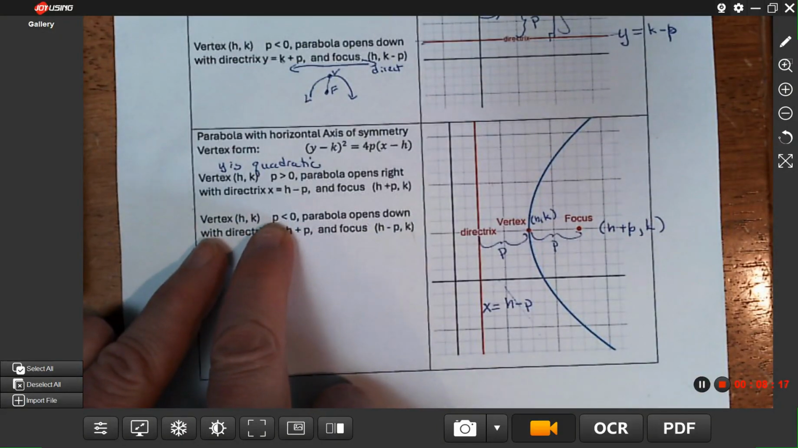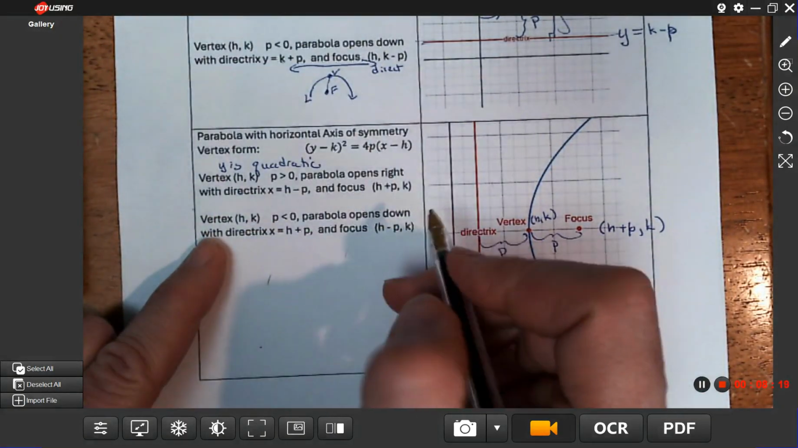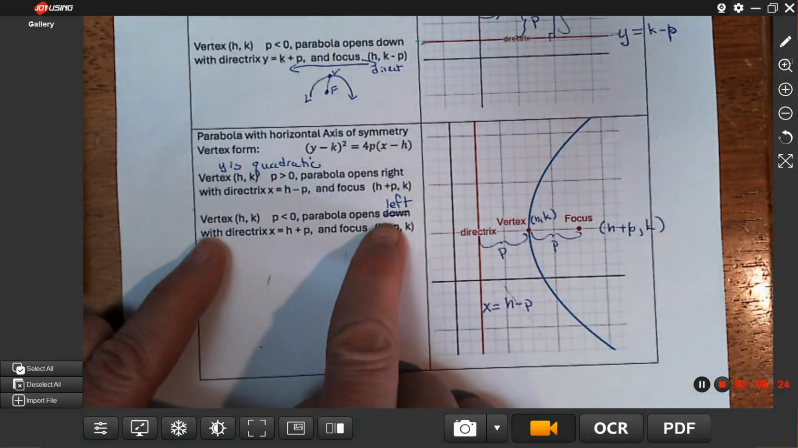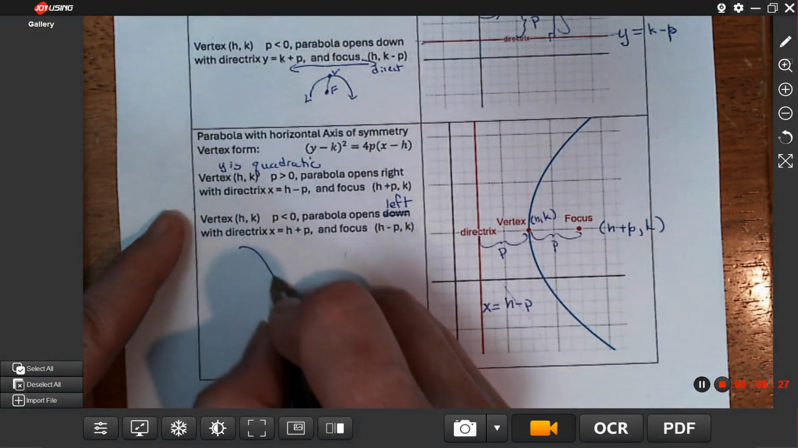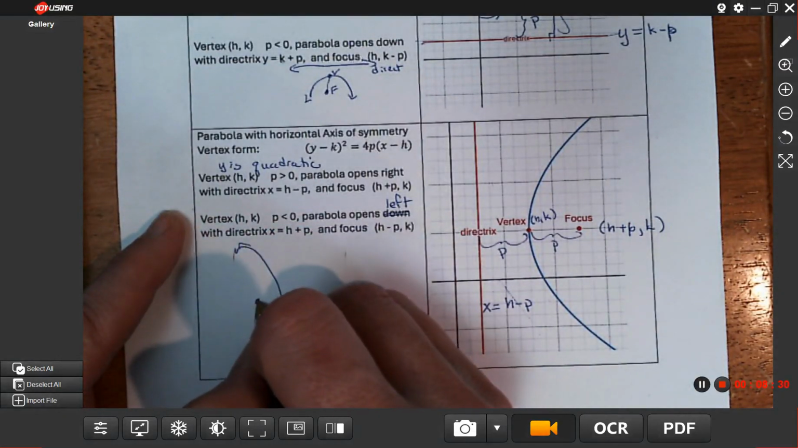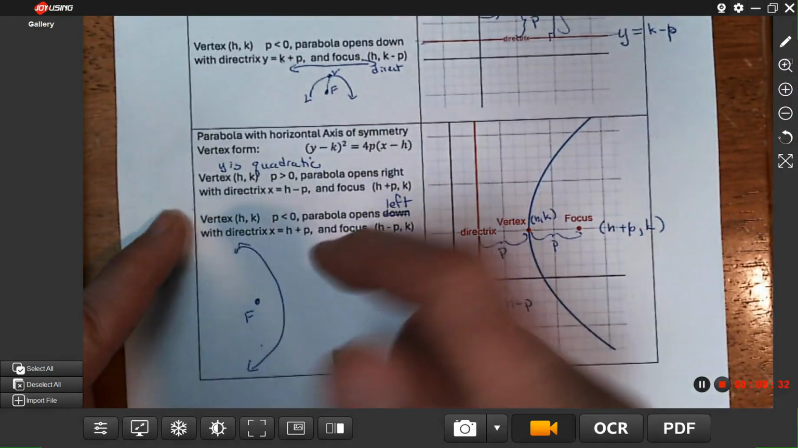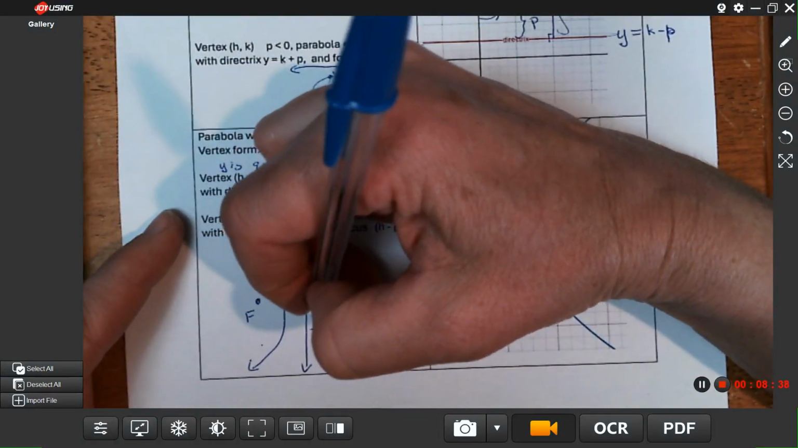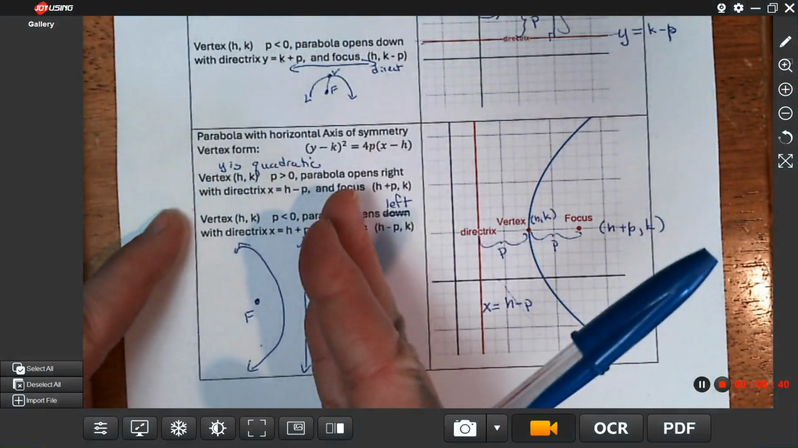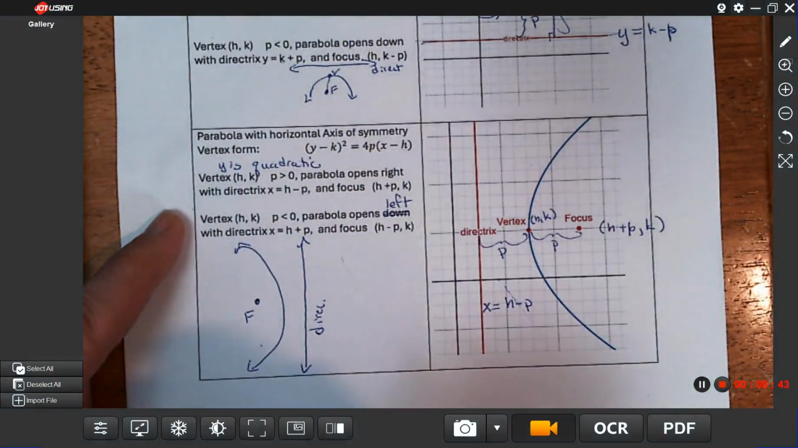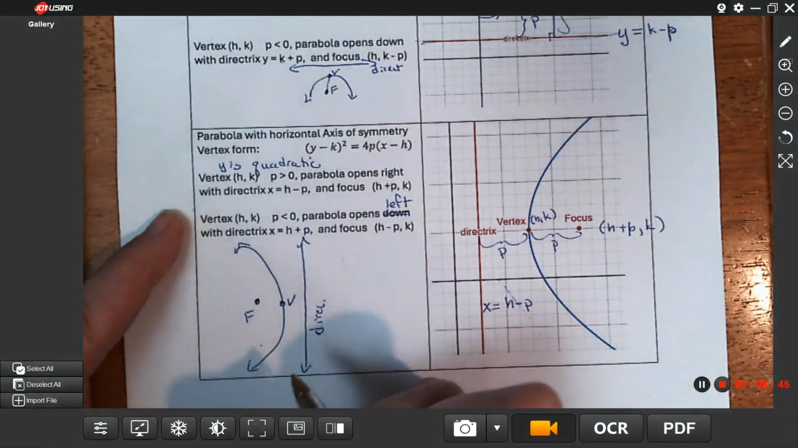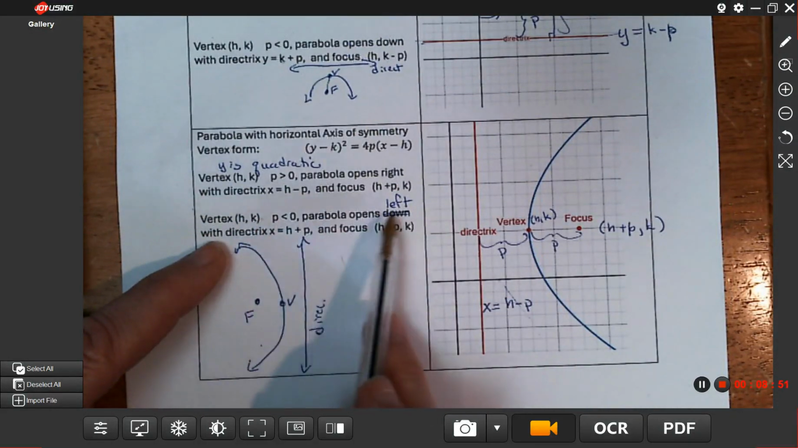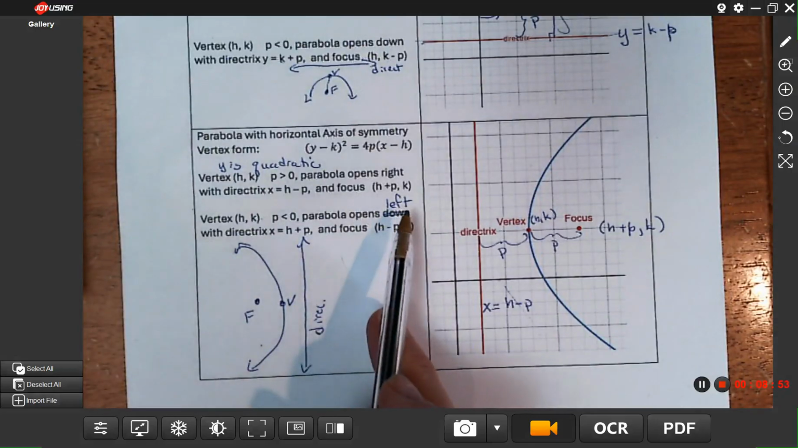Now, if p is negative, many things are the same. I should say left. I'll have to fix it. The parabola opens to the left. So what does that look like? If the parabola opens to the left, you have a focus inside the curve of the parabola, and you have the directrix outside of the parabola. So this would be the vertex. So the vertex is still (h, k). The parabola opens the other way.